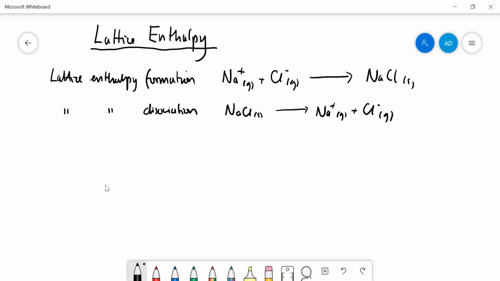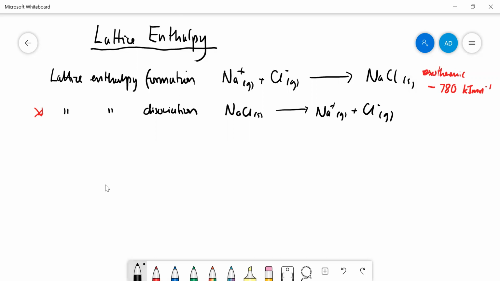Now, it's probably no surprise to you that this here would be very endothermic. Okay, sorry, very exothermic, and it has a value for sodium chloride of minus 780 kilojoules per mole. And of course, this process, this one here, is going to be very endothermic. You're going to require lots of energy to break up the lattice, aren't you?